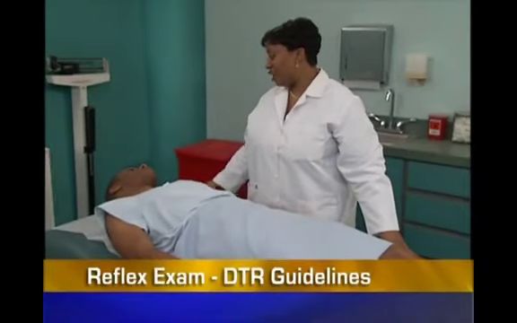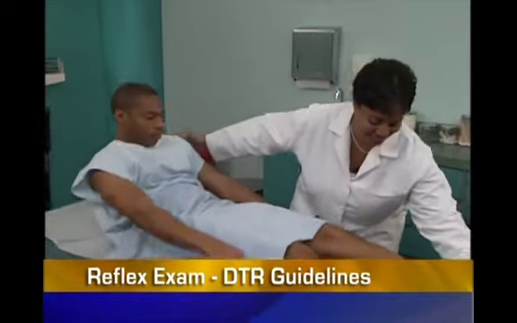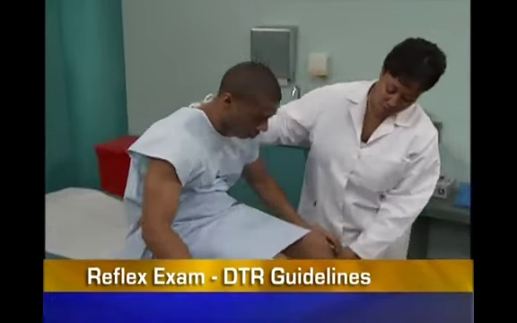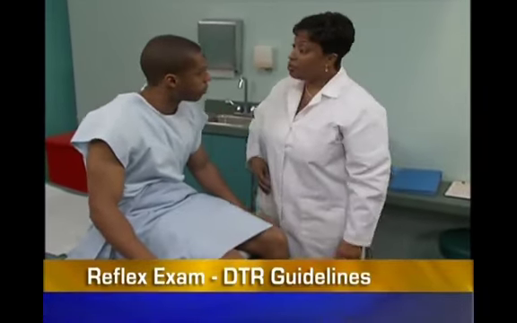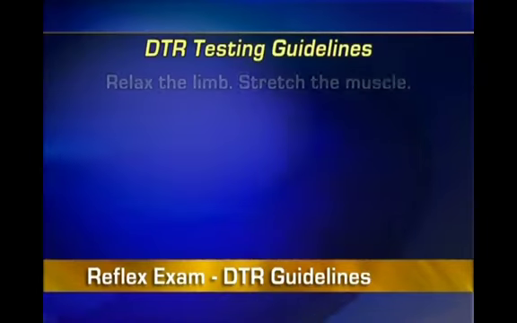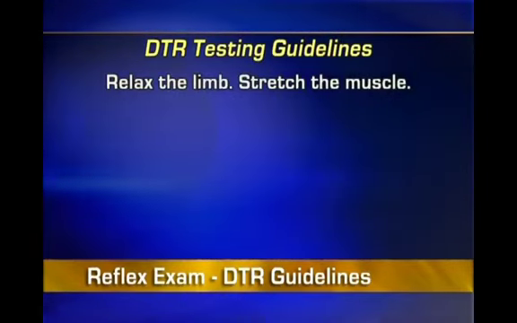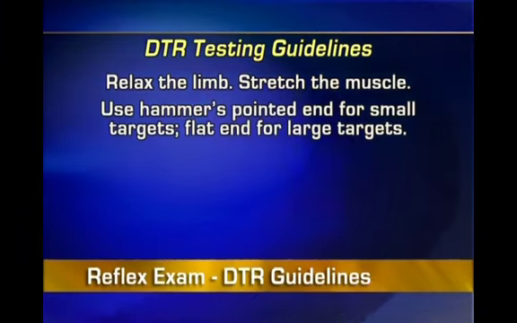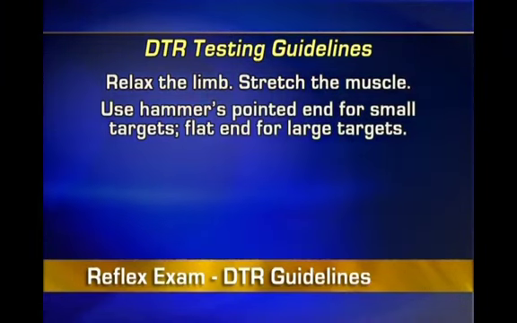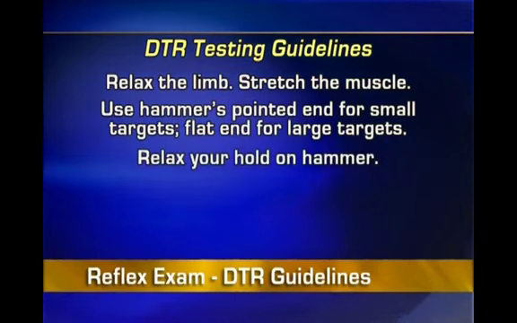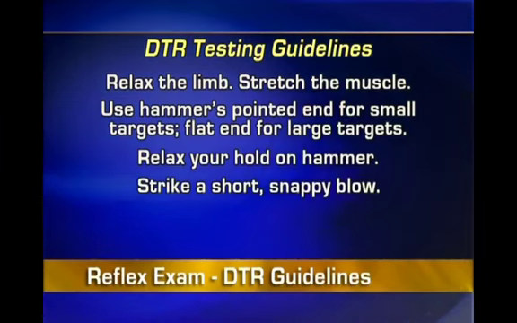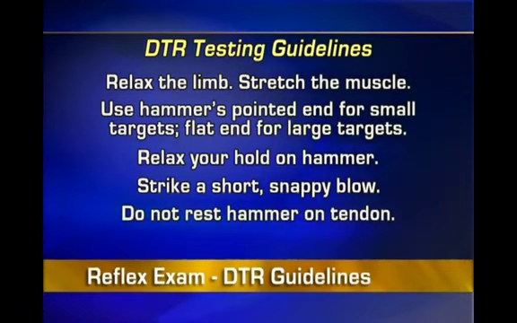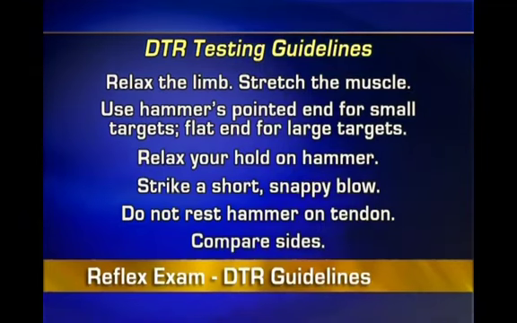Now what I need for you to do is to sit up, okay? For the reflex examination, start by testing the deep tendon reflexes, or DTRs. To elicit and grade reflexes properly, remember these guidelines. Relax the limb and partially stretch the muscle. Use the hammer's pointed end for small targets and the flat end for large targets. Relax your hold on the hammer. Strike a short, snappy blow to the muscle's insertion tendon. Do not let the hammer rest on the tendon. Compare the right and left sides, which should have equal responses.